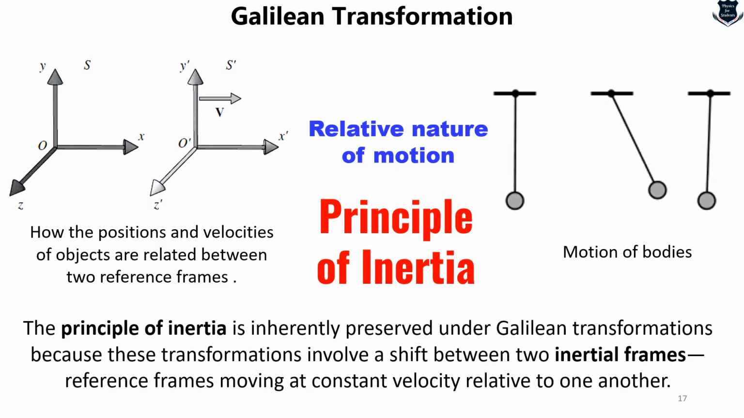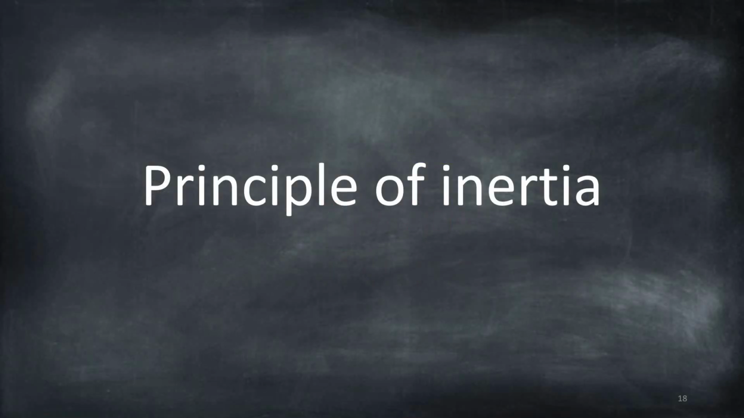So here is a summary which you can pause and read: the principle of inertia is inherently preserved under Galilean transformation, because this transformation involves a shift between two inertial reference frames at constant velocity relative to one another. So you can see how these are interlinked. The motion of bodies actually leads to what is called the principle of inertia, and that is what we are going to take up in the next part of our video: a clean and clear understanding of the principle of inertia and how it shows the path towards learning relativity.